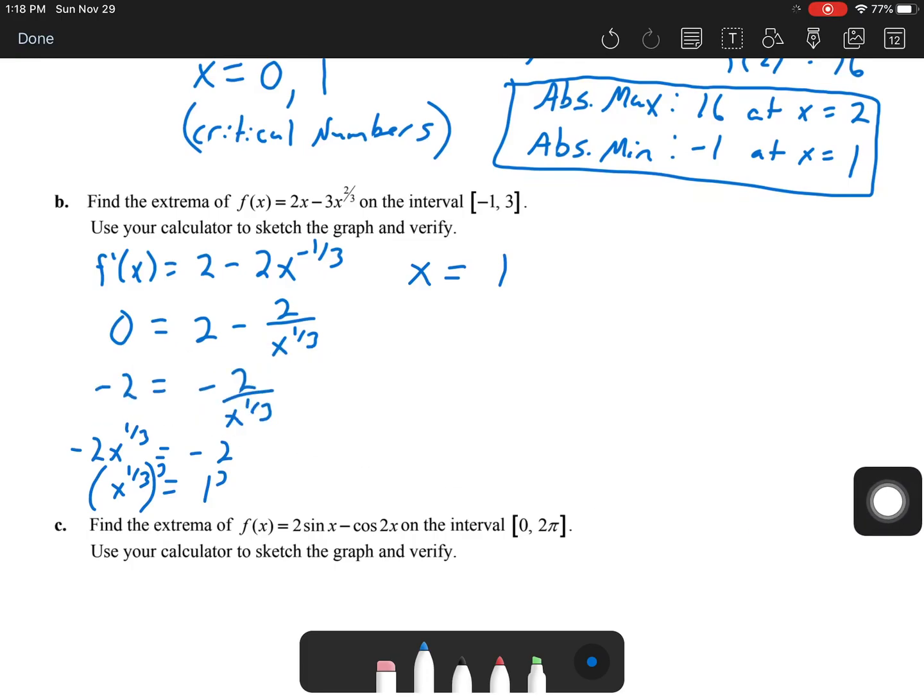So that works. Now the other critical number is this: once you take the derivative, if you get this situation where you get x in a denominator, a denominator equal to 0 makes something undefined. And so if I set x to the 1/3 equal to 0, taking it to the 3rd power again, I get x equals 0. So my critical numbers are now going to be x equals 1 and x equals 0. Okay, those are my critical numbers, because this is where it's undefined, right?